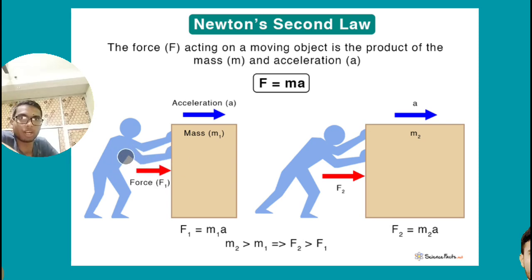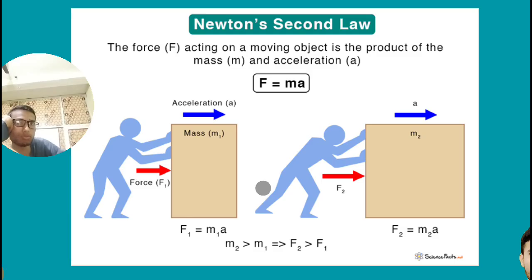So to find the force, we will multiply mass with acceleration. Mass into acceleration will give you force. To find acceleration, just force upon m. Here you can see the mass of this object is less as compared to this one, and the mass of this object is more, but here he is applying less force, and here he is applying more force. This is what is happening.